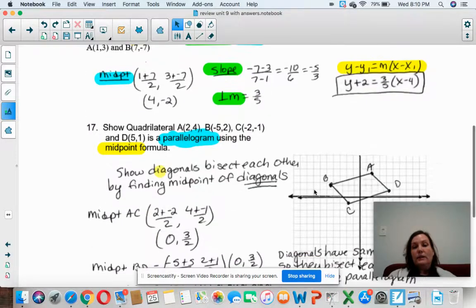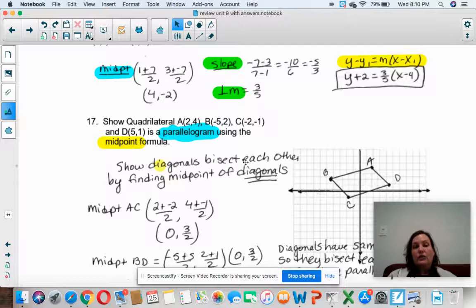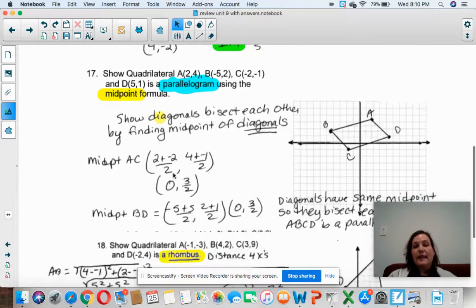17 is a coordinate geometry proof. I want to show that ABCD is a parallelogram using the midpoint formula. So basically, I need to show that the diagonals bisect each other by finding the midpoint of the diagonals. So you don't have to graph these out. It's always going to say that the graph is optional. But when you do graph it out, you can see which points would form the diagonal.